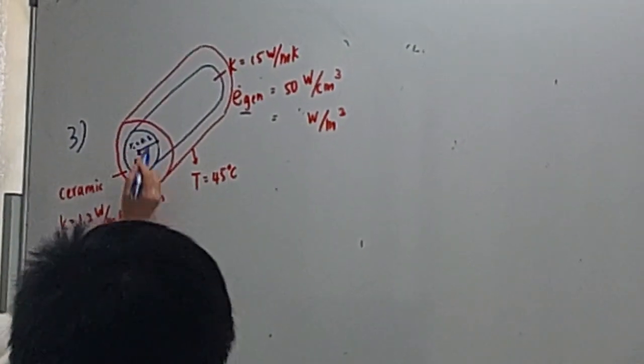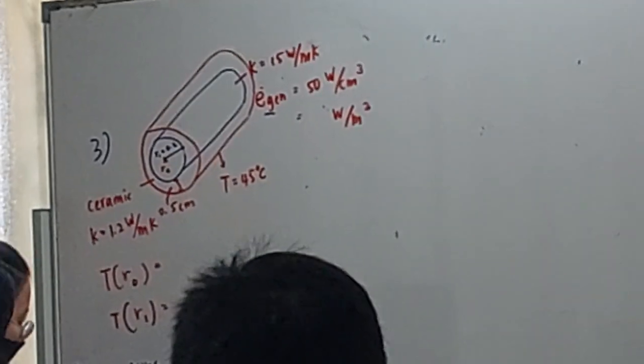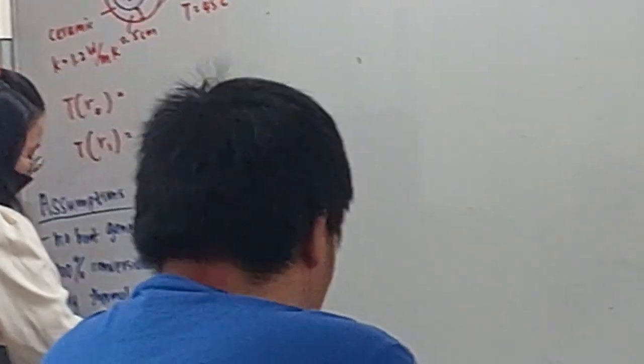Okay, as usual, 100% conversions. Only thermal. Okay, so one dimension, first only using that. So one dimension. Okay, so using the radius.